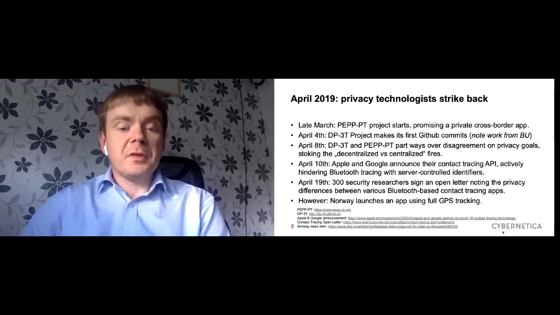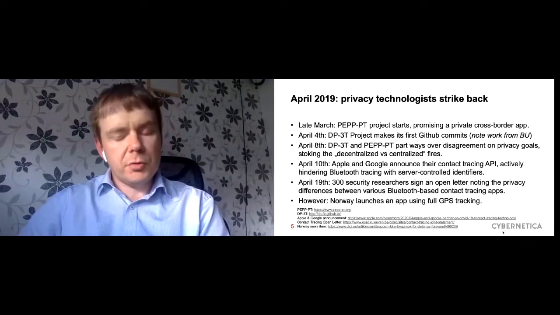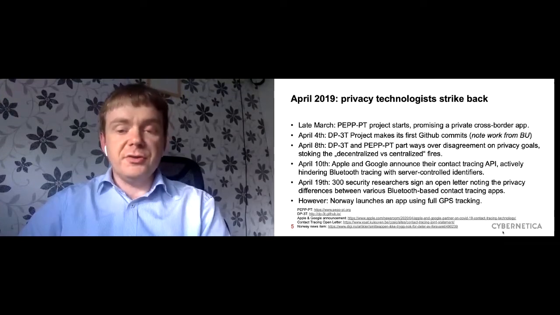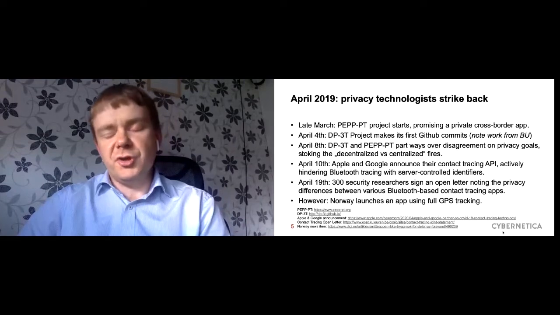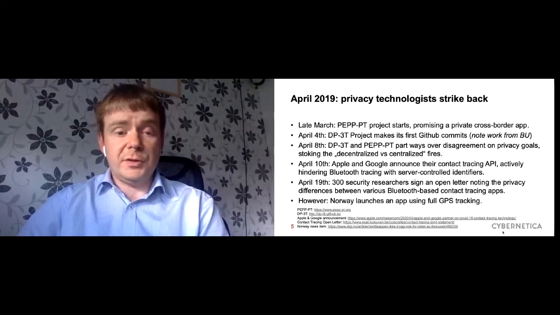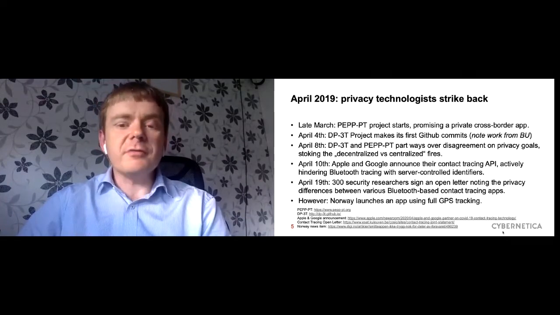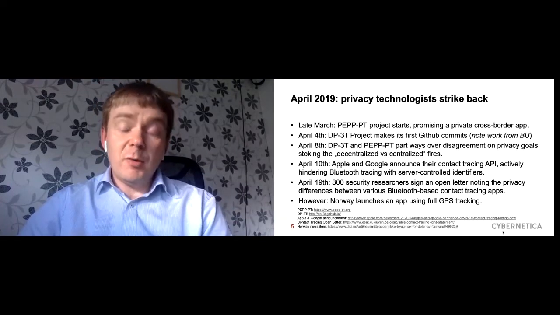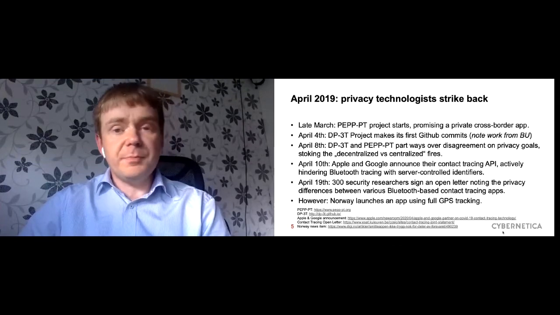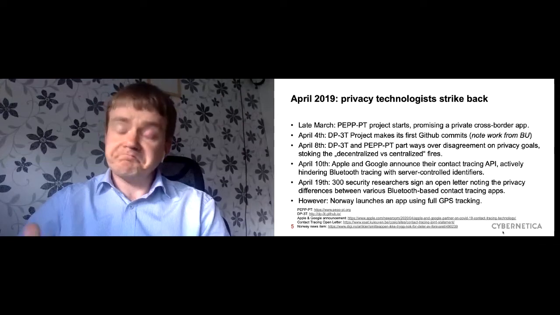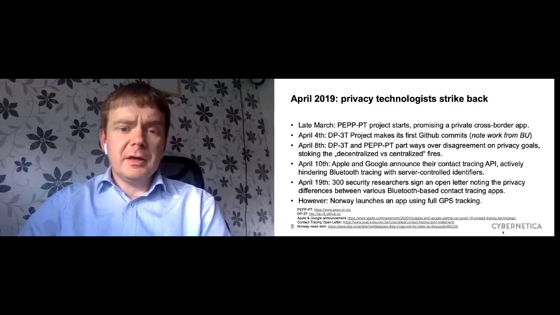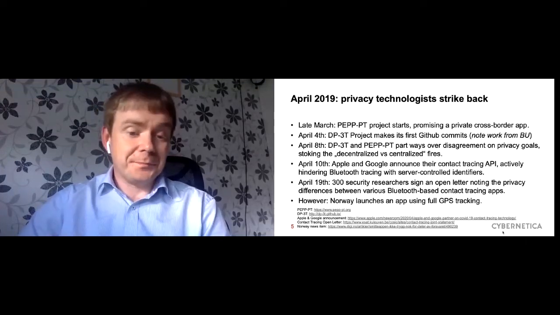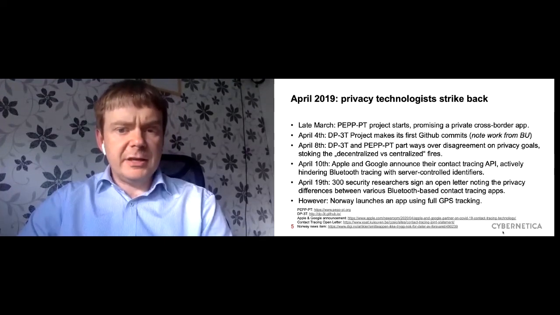On April 19th, 300 security researchers, mostly cryptographers around the world, not just in Europe, wrote and signed an open letter saying that there is a difference between the decentralized and centralized Bluetooth-based contact tracing apps, and one should really go for the decentralized ones. And that was sort of, now the war was on, let's say. However, at the same time, Norway launched an app using full GPS tracking to track people. And of course, the local cryptographers started fighting against that as well, but I'll tell you in a few slides where that took them. So again, links have been provided below.